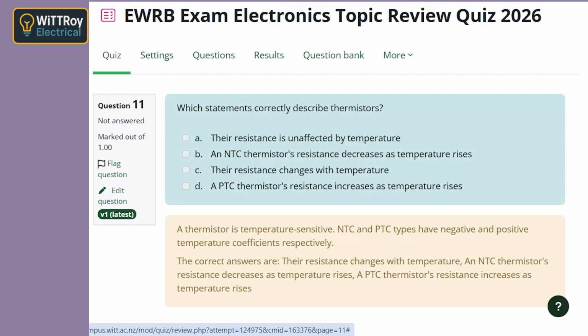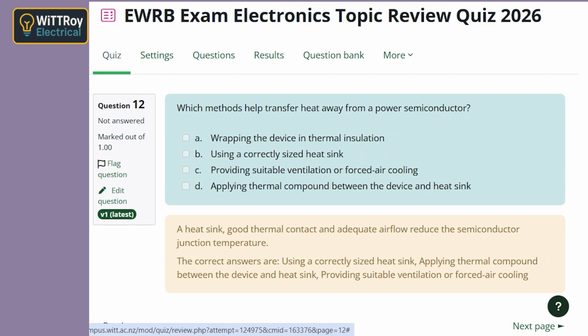Right, I forgot that changing resistance with temperature is the main feature of a thermistor. Question 12. Which methods help transfer heat away from a power semiconductor? I selected using a correctly sized heatsink. You read that question properly.